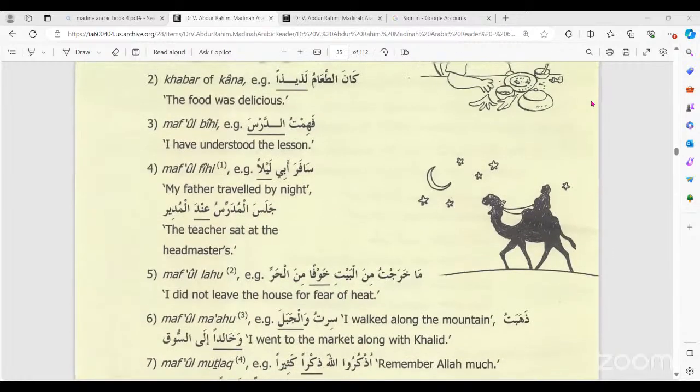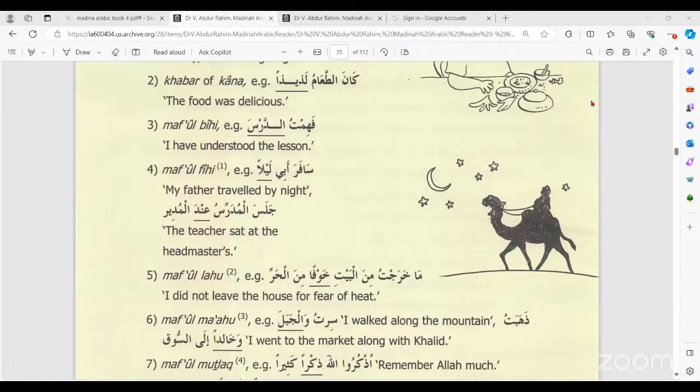I have understood the lesson. So here, fahimtu is the verb, tu is the doer, and then darsa is mafulun bihi. And that darsa becomes mansub because that is what is acted upon. Excellent. The verb acts upon. And then mafulun fihi, safara abi laylan. So safara abi, my father traveled by night.